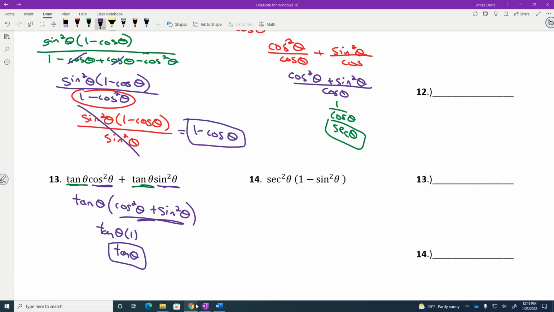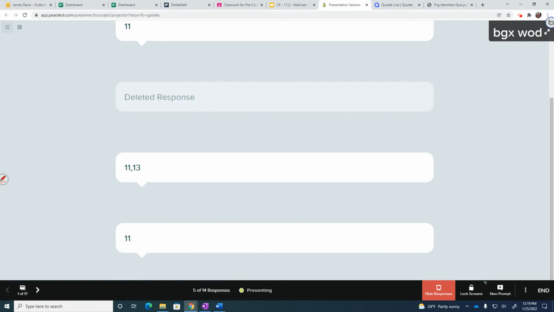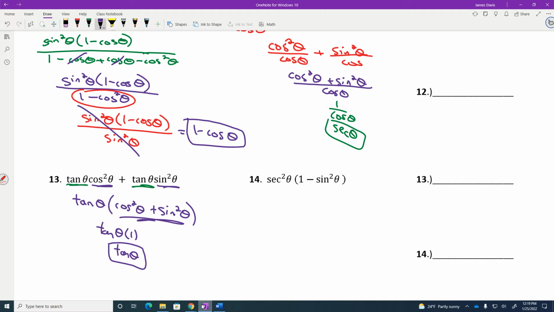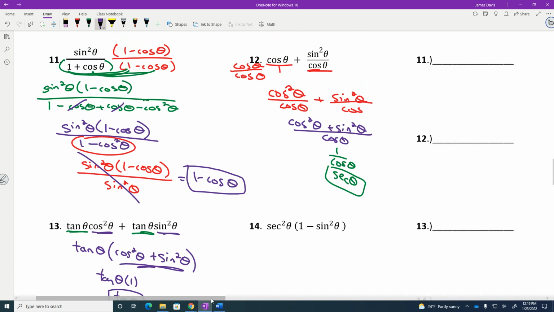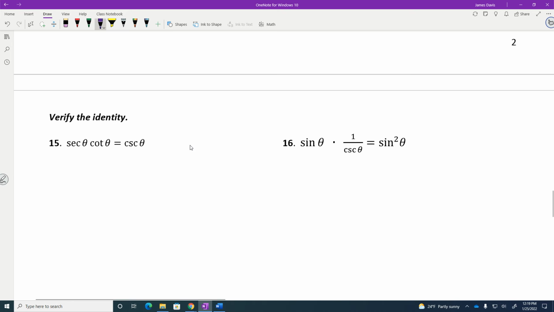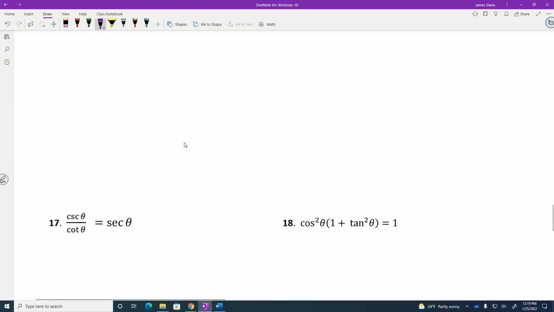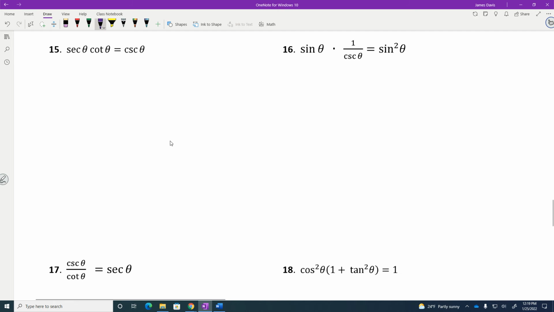So if anybody else... 13, 11. All right, what are some other ones? There's got to be more that you guys want to do. Any on these? Verifying. And we've got to take a quiz over this tomorrow, so I'm guessing you have more questions. Which one? 18. All right.